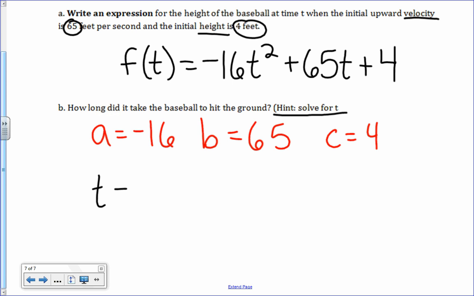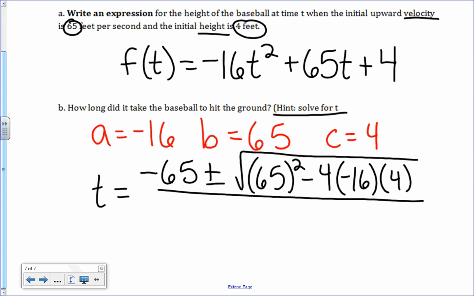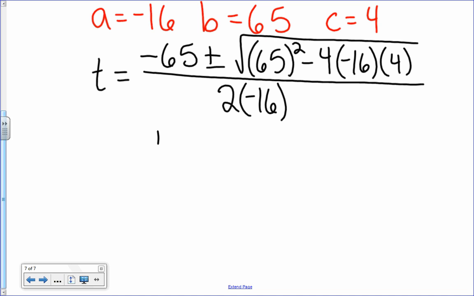So we're solving for t, or x, whatever you want to call it. Our time is equal to opposite B. So we got negative 65 plus or minus square root of b squared minus 4 times a times c all over 2 times a. Again, pause it, punch it in. You only want the positive result. And the answer you should get for this one is 4.12 seconds.